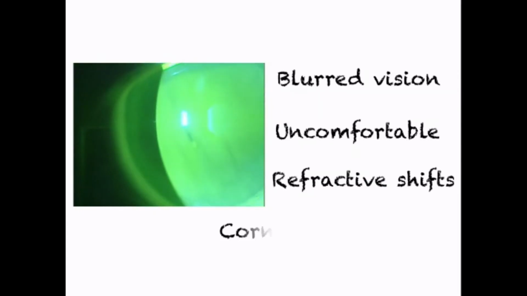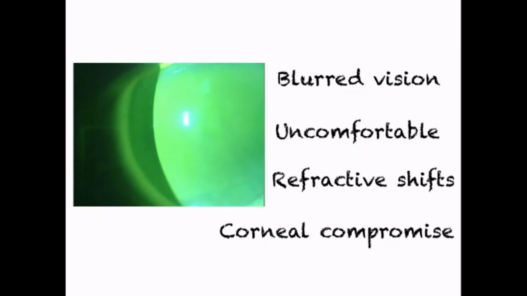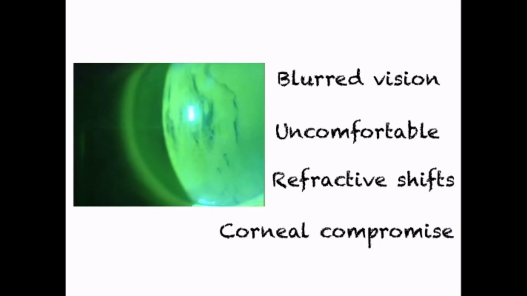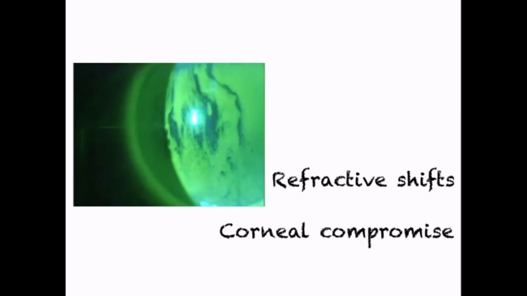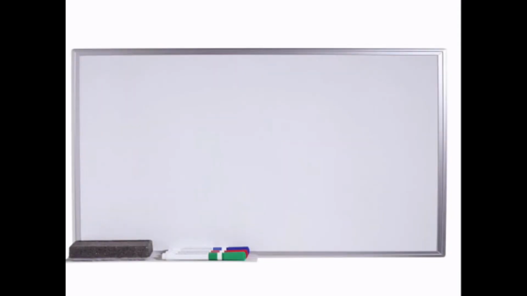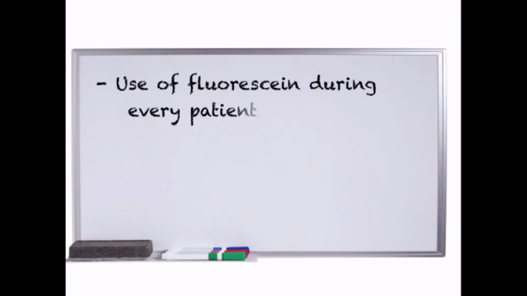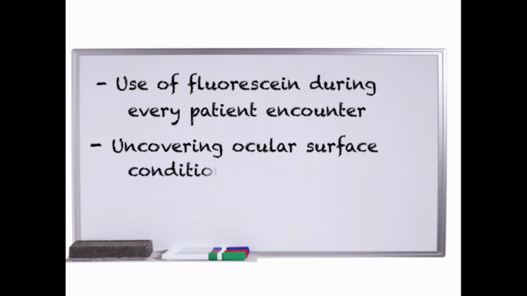It can cause things like transient blurred vision with blinking, symptoms of discomfort or uncomfortable eyes. In some cases, it can even cause refractive instability, and when left untreated, can lead to things like corneal compromise. Because of all the conditions that can easily be seen with fluorescein, we recommend considering incorporating this into every patient encounter. It'll help uncover ocular surface conditions that are virtually impossible at times to see without the dye.